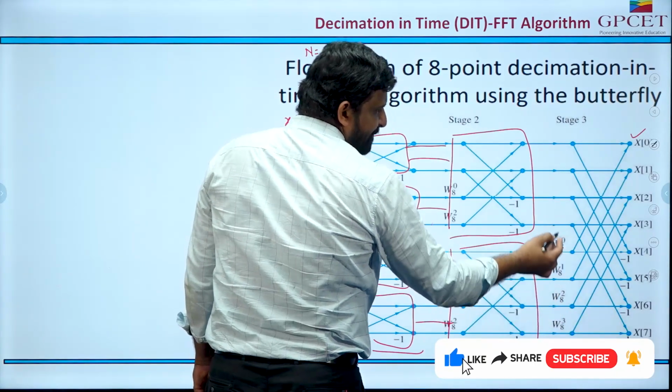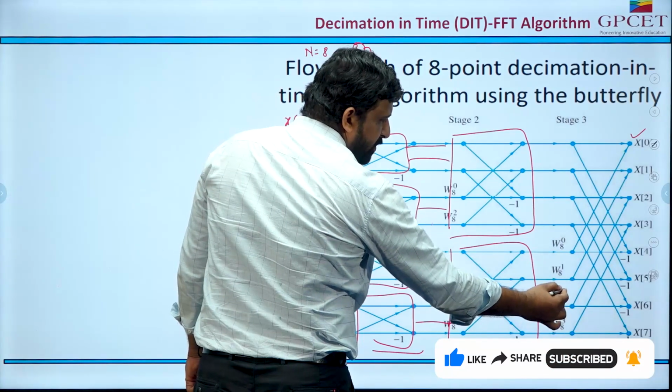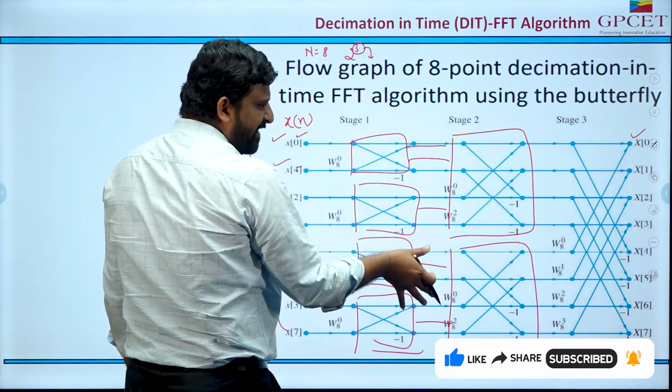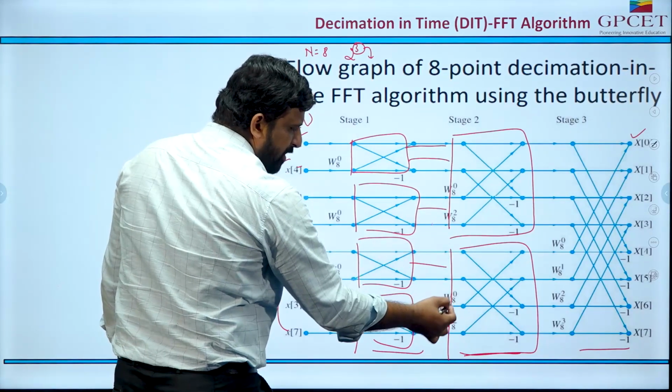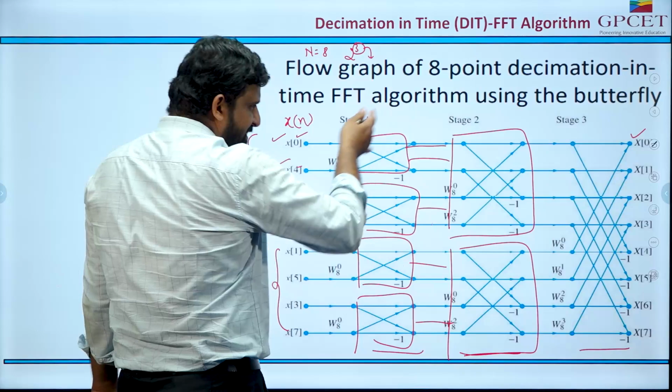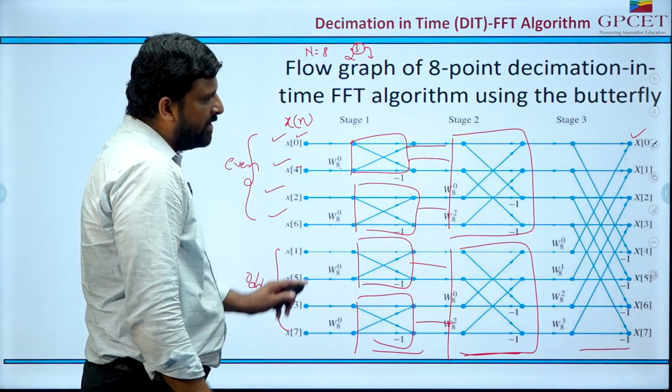For every stage, this is the twiddle factor: W8 to the power of 0, W8 to the power of 1, W8 to the power of 2 and W8 to the power of 3. After it is subdivided, W8 to the power of 0, W8 to the power of 2, W8 to the power of 0, W8 to the power of 2. After it is subdivided again, only W8 to the power of 0, 0, 0, 0.